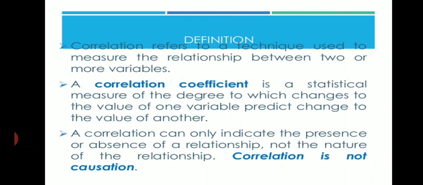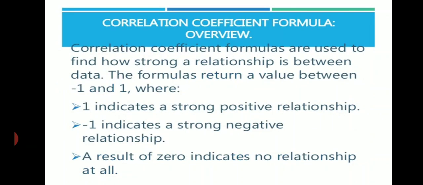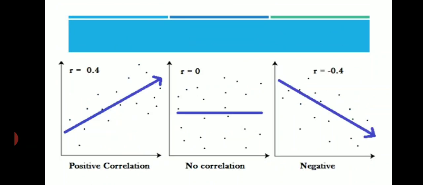Correlation can only indicate the presence or absence of a relationship, but not the nature of the relationship. Correlation is not causation. The correlation coefficient formula overview I have explained for positive and negative. Let's see positive correlation and negative correlation.